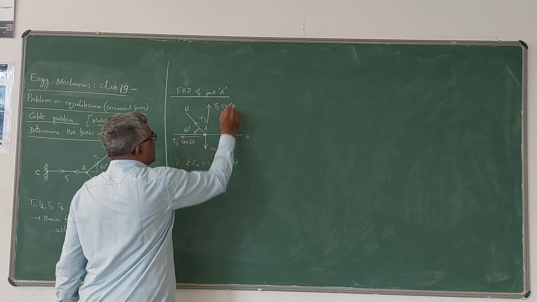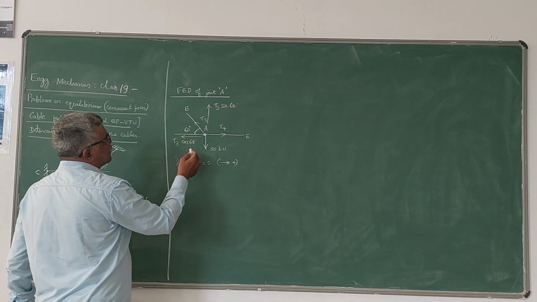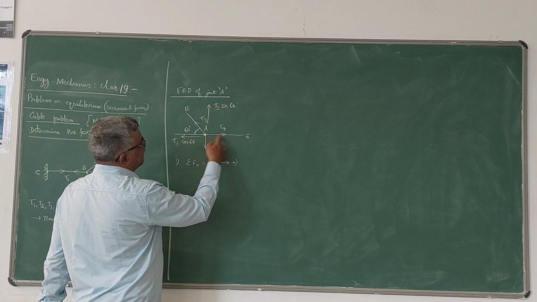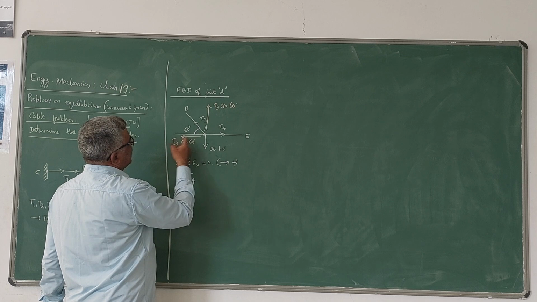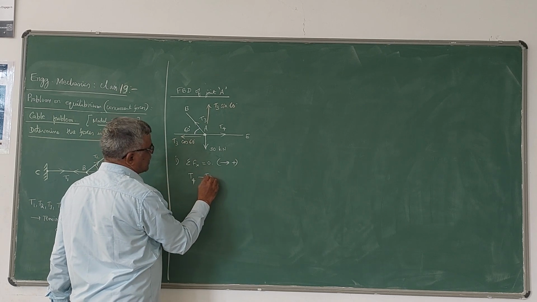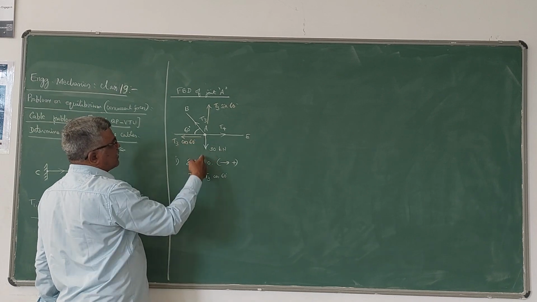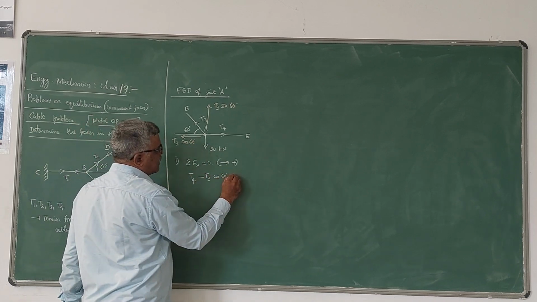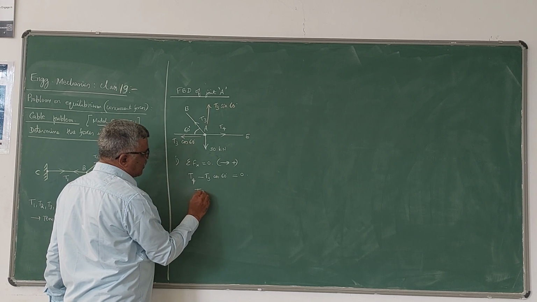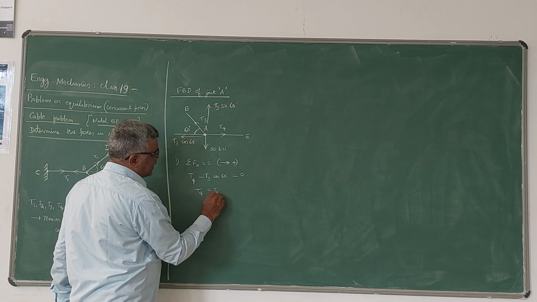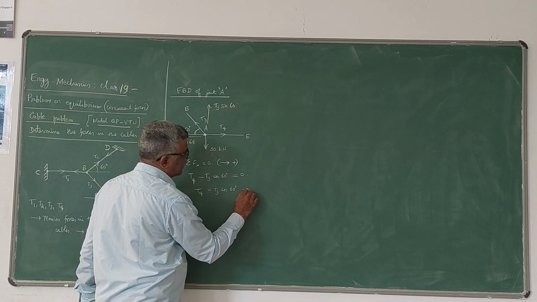Now if I apply sigma Fx equal to 0 for this joint A, what you will get here is T4 acting towards right, that is positive. T3 cos 60 is negative because it is acting towards left. That's all, the load doesn't have any horizontal component. This should be equal to 0. In other words, T4 is equal to T3 cos 60. So this is the first equation you got.